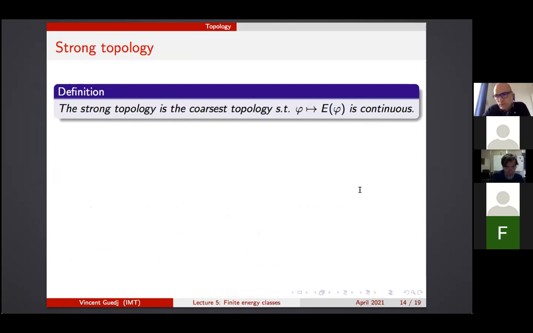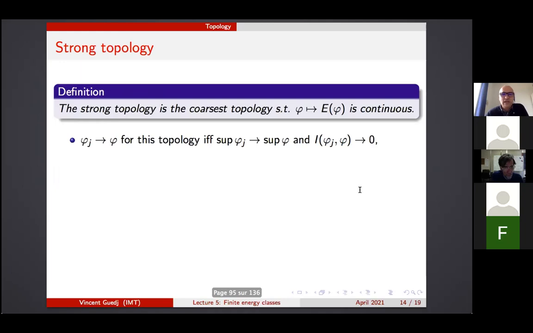Now there is a drawback though, that the Monge-Ampère operator is not continuous for the L1 topology. So there is a notion in this context of a slightly stronger topology, which is actually somehow the closest topology which makes this E functional continuous. So this is a second definition.